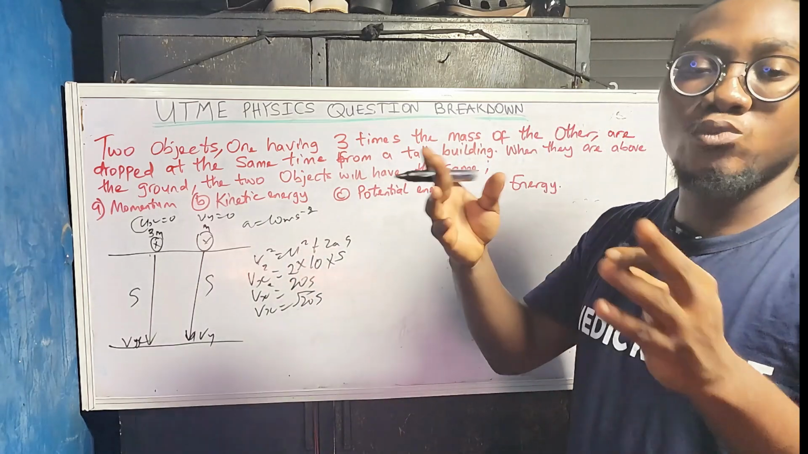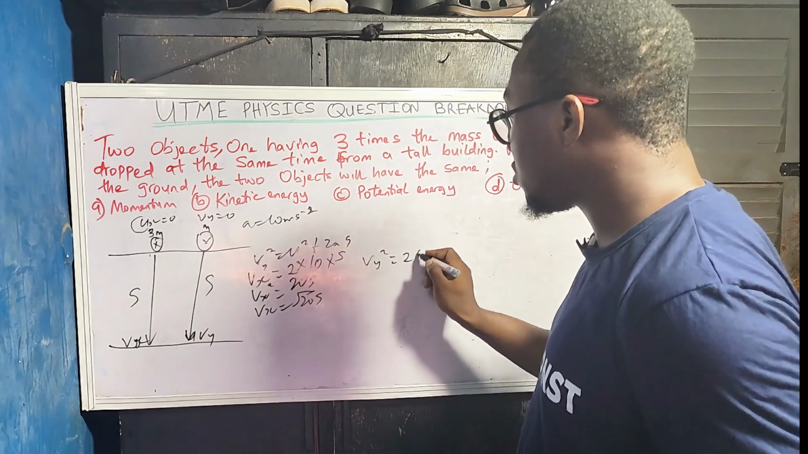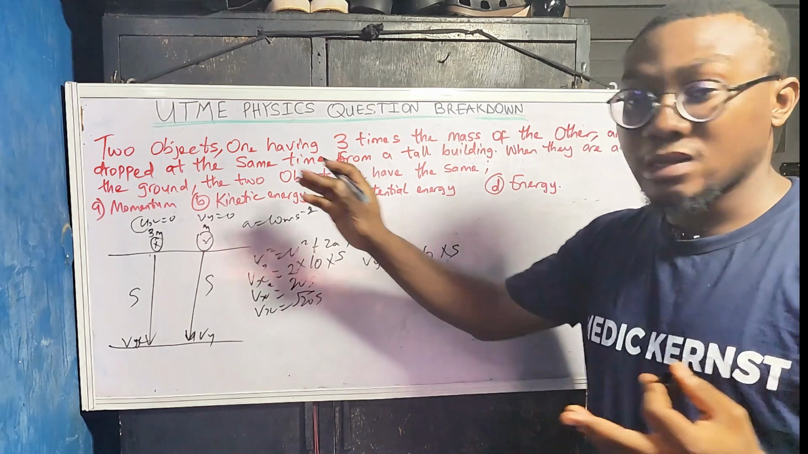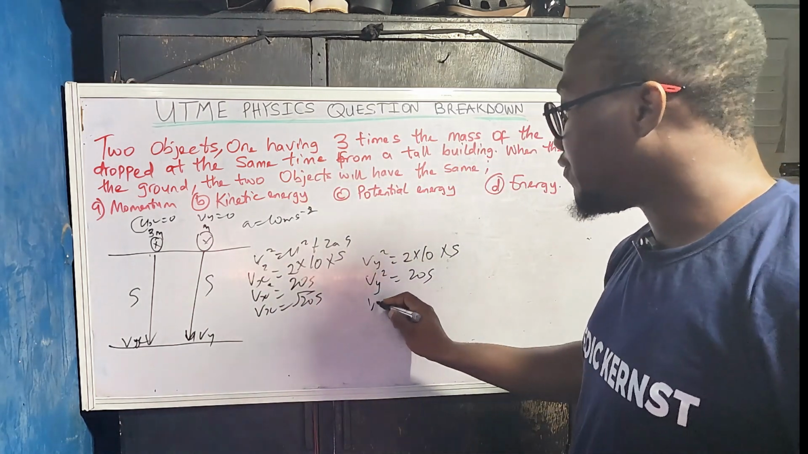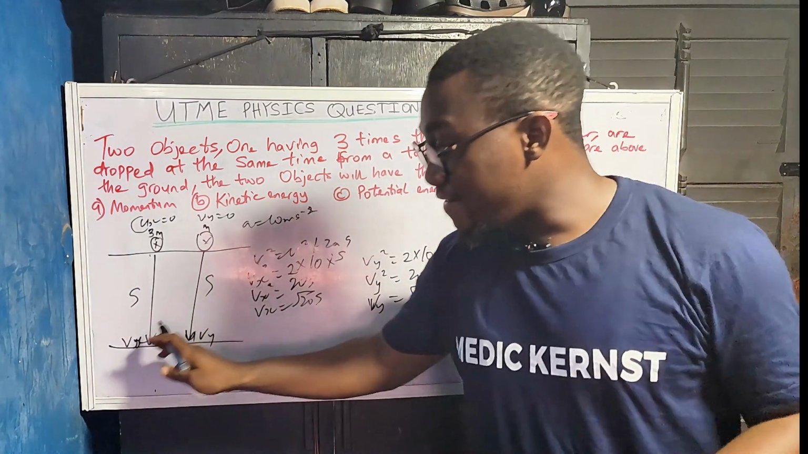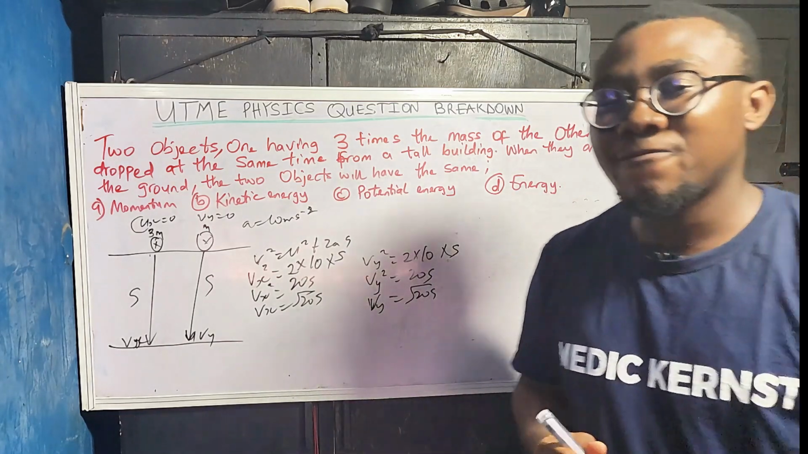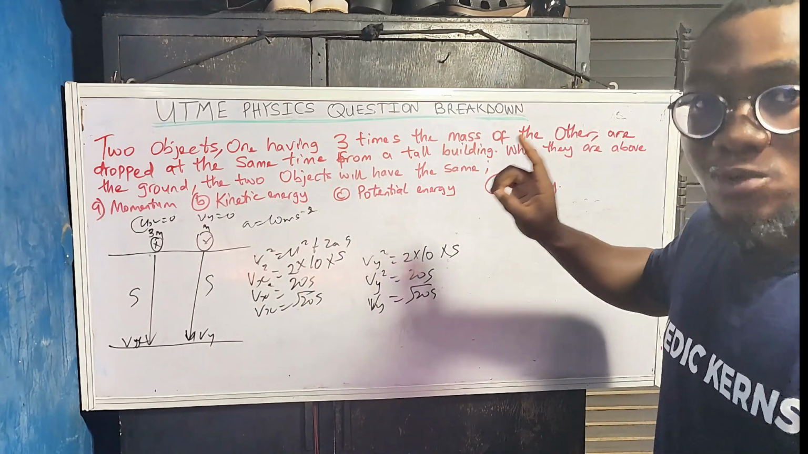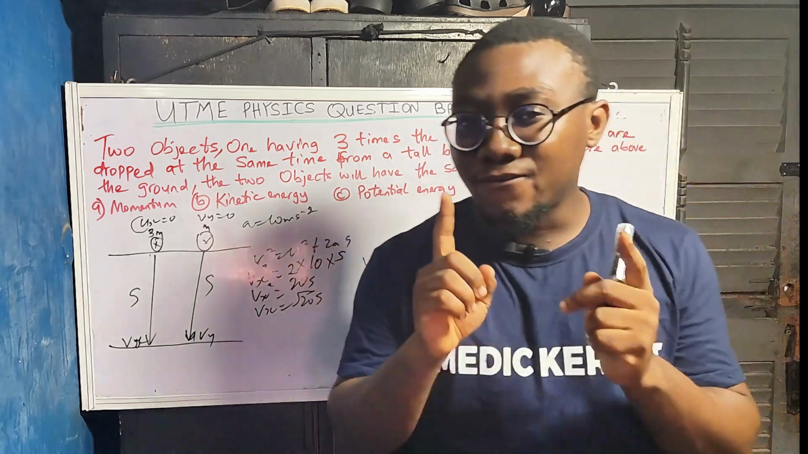Just so you'll be amazed. For vy, you have vy squared equals 2 times acceleration due to gravity, which is also 10, times your s. They are both covering the same distance. So your vy squared will be equal to 20s, so your vy will be equal to the square root of 20s. You realize now that vx and vy will remain the same. Both of them will have the same final velocity. So the quantity that both of them will share, that will be the same, is the final velocity.